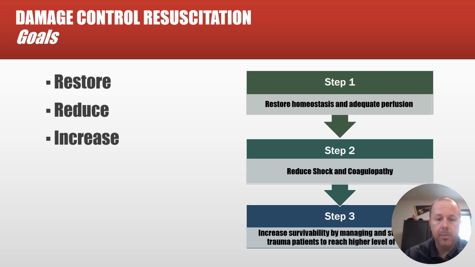Step 3, increase survivability by managing these trauma patients and getting them to a higher level of care. The golden hour is from time of trauma to surgery, anywhere between 60 minutes and 90 minutes. Of course, at times it is difficult because with EMS, if you're having to respond from quite a distance, then it may delay your patient care and getting them to the hospital. But survivability is the best thing to do.